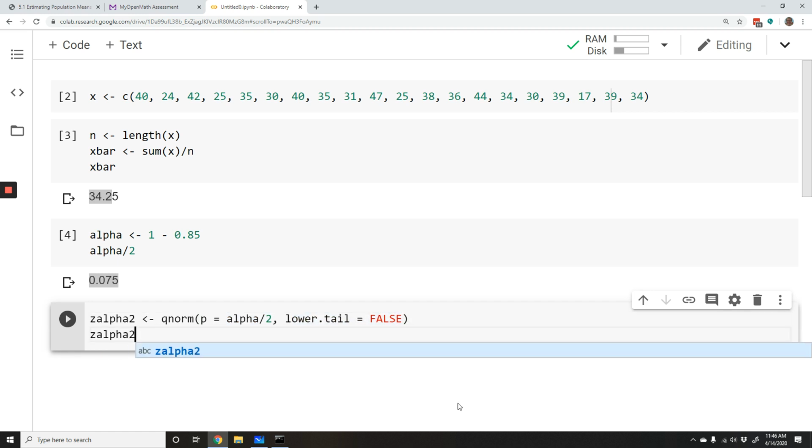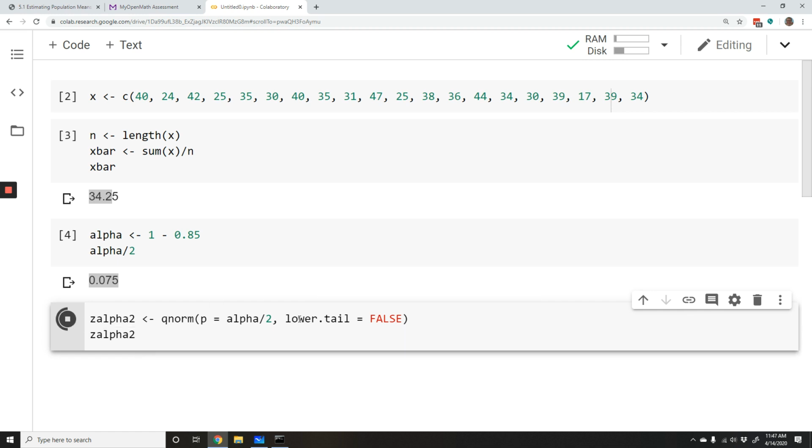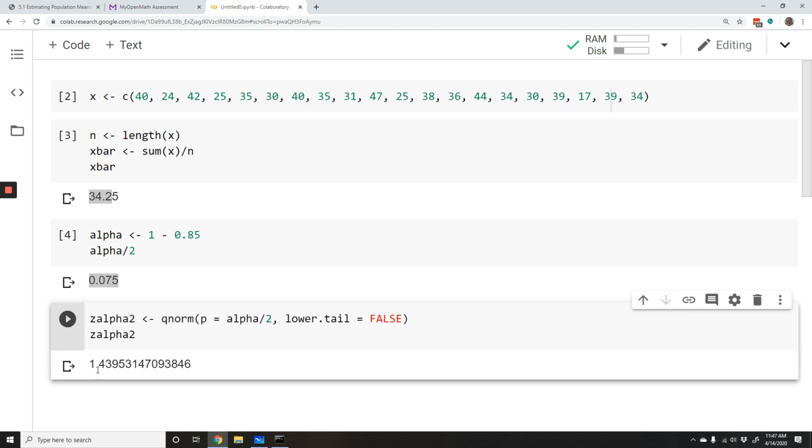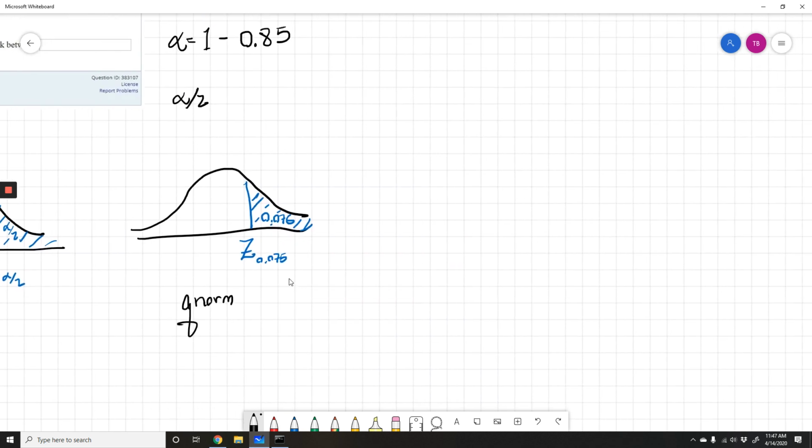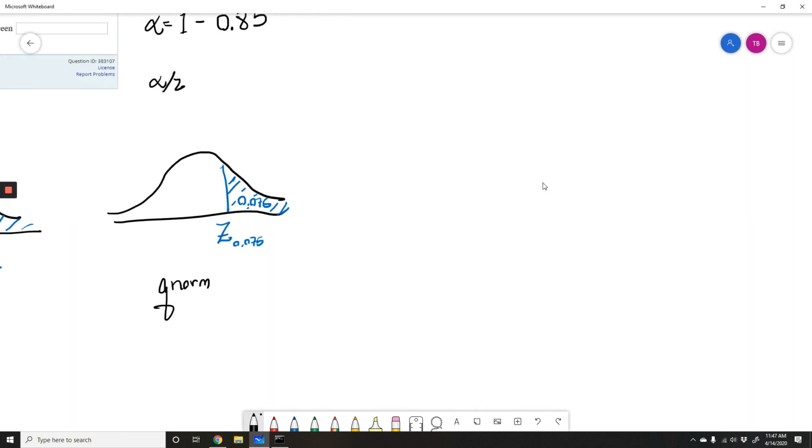So my z alpha over 2 is going to be 1.4395 about. So let's copy and paste that. Okay, so I now have z alpha over 2. Okay, so next I need my margin of error.